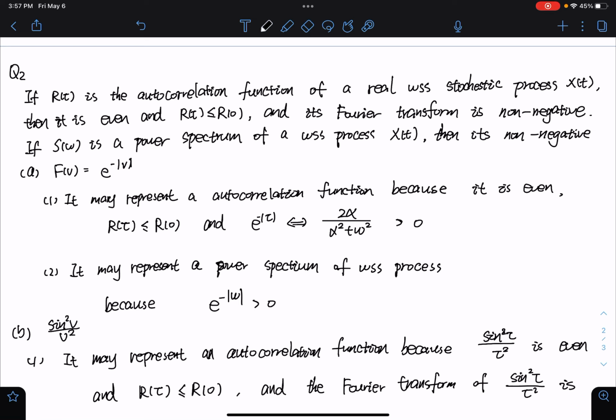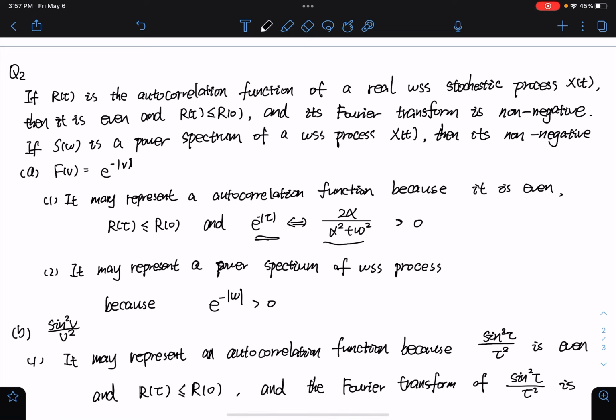So first, if we have F(v) equals e to the power of minus alpha times the absolute value of v, it may represent an autocorrelation function because it is even. If we substitute v and minus v into this function, we get the same result. And this function is decreasing with v, so R(tau) is smaller than R(0). And finally, if we do the Fourier transform, we get this.